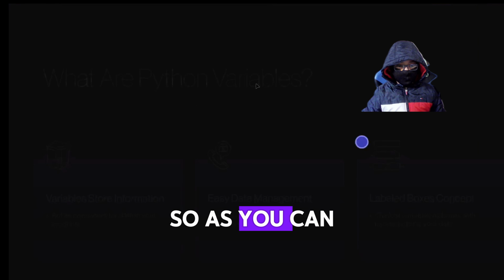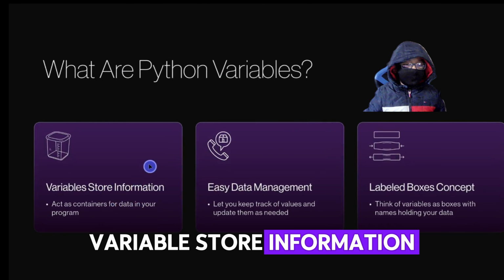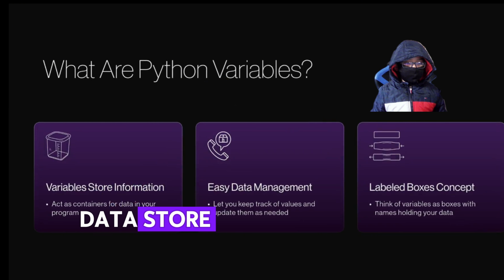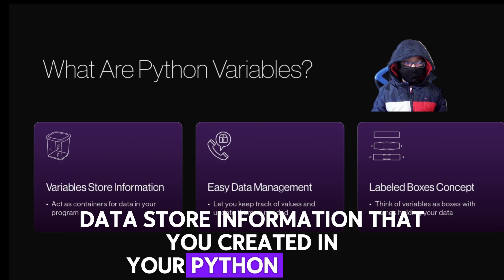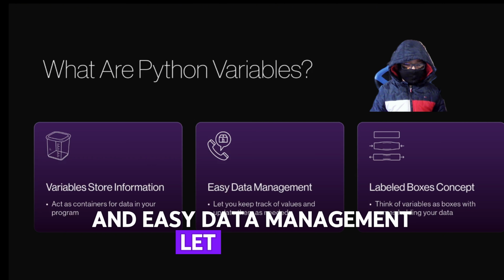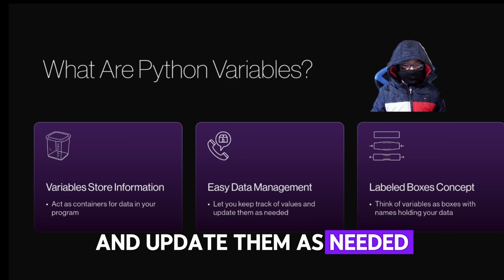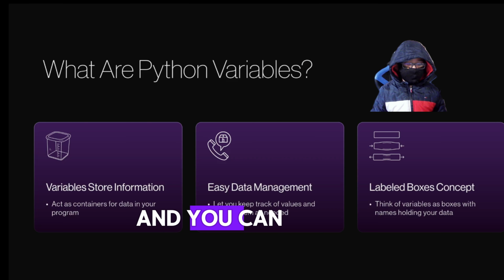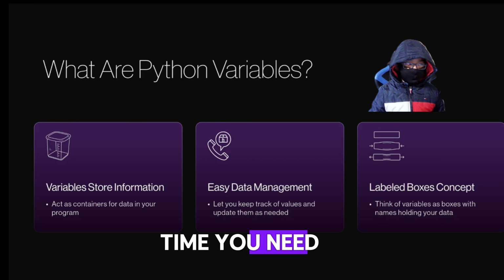So as you can see, what are Python variables? Variables store information and act as containers for data in your program. They just store information that you created in your Python project. They make data management easy, letting you keep track of values and update them as needed. You can update variables as needed, and you can create variables in your project every time you need them.